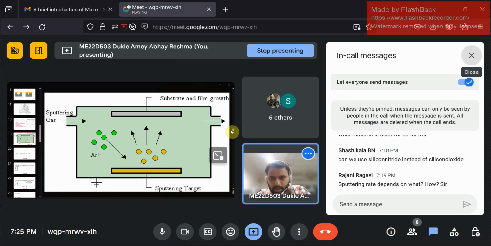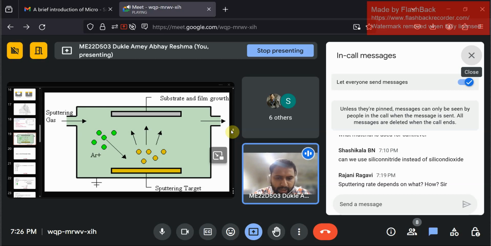Here you can see that there are two main parameters. One is the power with which argon is being applied. If the argon is applied at a very high power, there will be a hard collision between the argon and the target, and more atoms will be ejected. You are getting this. One of the main parameters will be the applied power. The second parameter will be the distance between the sputtering target and the substrate.